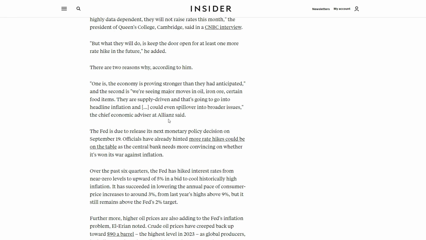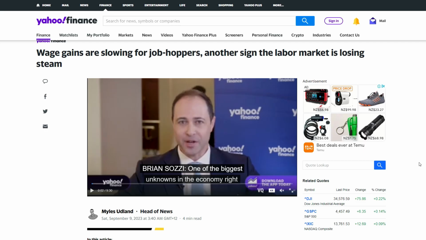The first being the economy is proving stronger than they had anticipated. And the second is we're seeing major moves in oil, iron ore, certain food items. They are supply driven, and that's going to go into headline inflation and could even spill over into broader issues. And so we haven't seen a meaningful tick up in inflation yet, but we're already seeing a little bit of softness coming out of the jobs market.